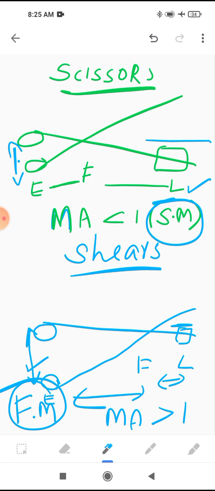Here we need force multiplication because for cutting metals, a large force is needed, a large effort is needed. That much effort we cannot apply directly. So we need a force multiplying machine in the case of shears. That is why its effort arm is kept longer than the load arm, so that it can have MA greater than 1.